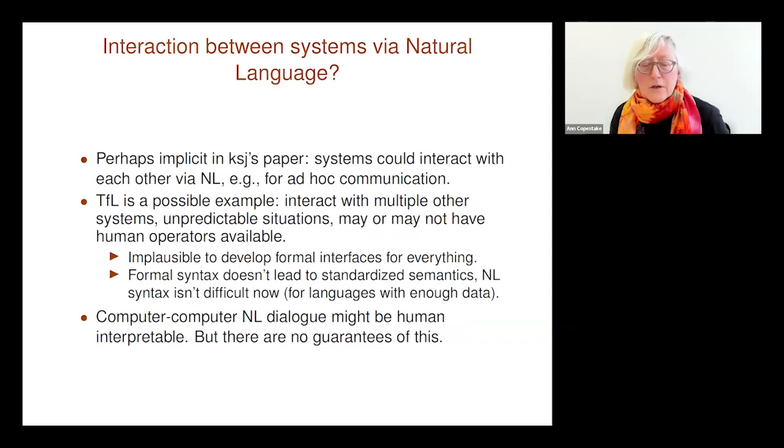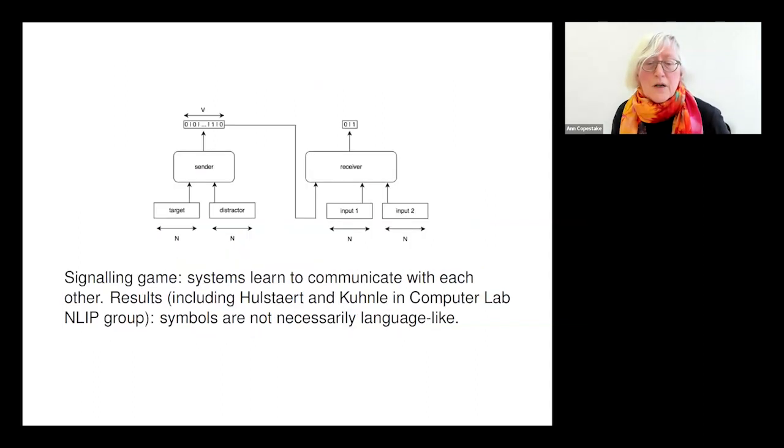That said, if you have computer-to-computer natural language dialogue, it might be human interpretable, but it might not be. There are no guarantees. I won't try and explain this in detail, but these ideas of signaling games, where you try and see whether systems can learn to communicate with each other, when you do this from scratch, the symbols that the systems learn are not necessarily language-like. So you could end up with two systems communicating with things that look a bit language-like, but aren't actually human interpretable. So yeah, that should have had a rabbit hole marker.